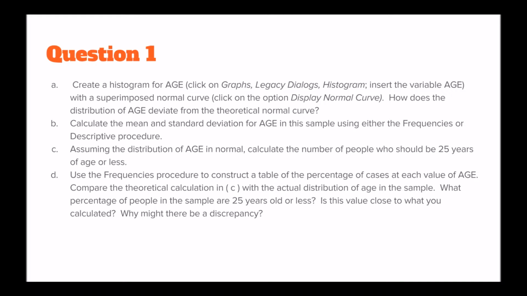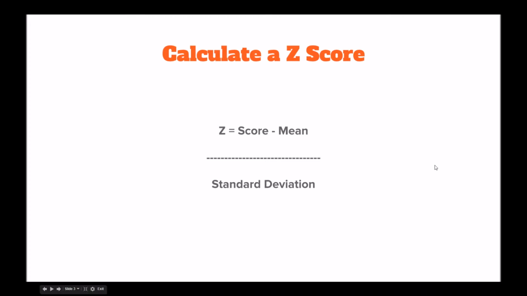The next part of the question says, assuming the distribution of age is normal, calculate the number of people who should be 25 years of age or less. So in order to do this, you're going to want to calculate your z-score. Your z-score is equal to your score minus the mean, divided by the standard deviation. Then you take that z-score and go to the table, Appendix B in the back of your book, and find the area underneath the curve. That will give you the percentage of people in this sample who should be 25 years of age or less.